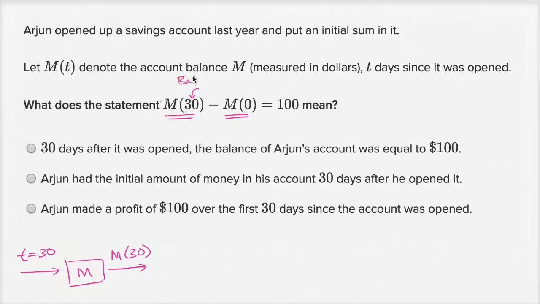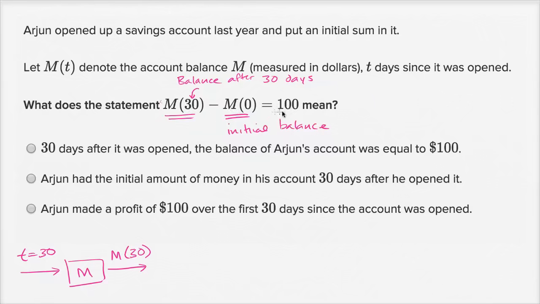So let me write that down. Balance after 30 days. Now, by the same logic, this right over here, this is when we set t equals 0. This is the balance after 0 days. Or you could say this is the initial balance. Initial balance. So what they're doing, they're taking our balance after 30 days, and from that they're subtracting the initial balance, and they're saying that that's equal to 100.